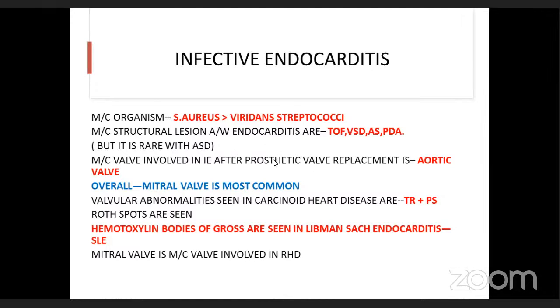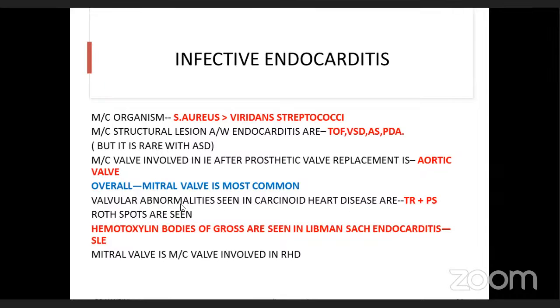Remember, after prosthetic valve replacement, the commonest valve involved in infective endocarditis will be the aortic valve. Otherwise, overall, the mitral valve is the most common valve involved in infective endocarditis. If the cause is prosthetic valve replacement, then the aortic valve is involved. Valvular abnormalities seen in carcinoid heart disease are tricuspid regurgitation plus pulmonary stenosis.